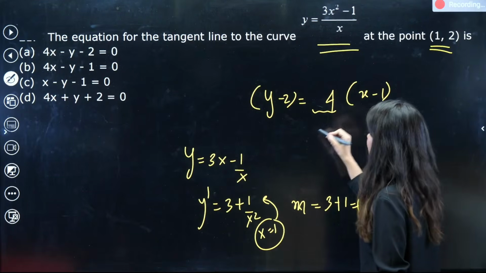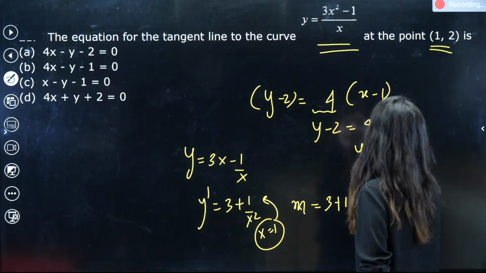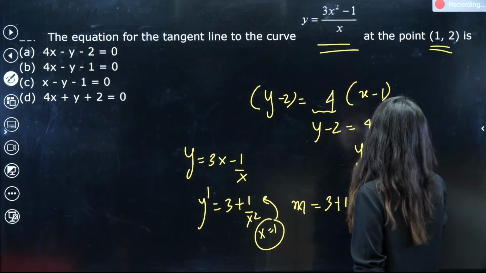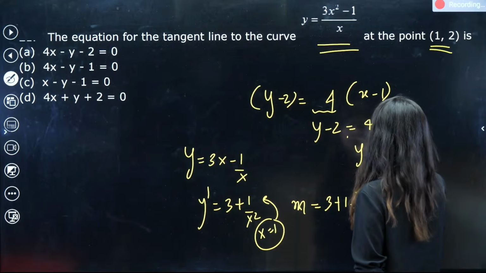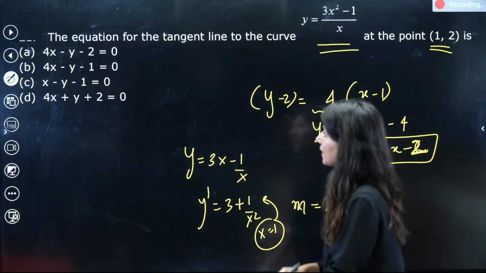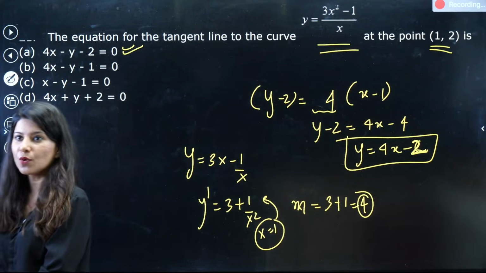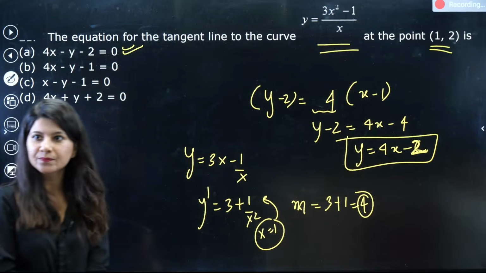Put 4 over here. So y minus 2 is equal to 4x minus 4. So y will be equal to 4x minus 2. y equals 4x minus 2 is absolutely matching with option A. Very easy question. Okay.